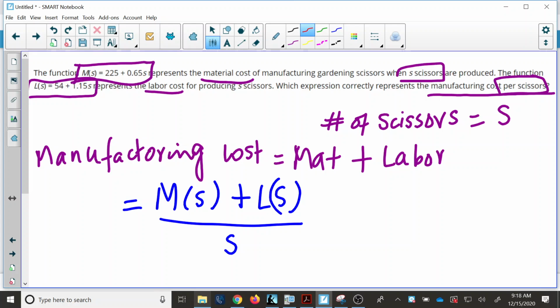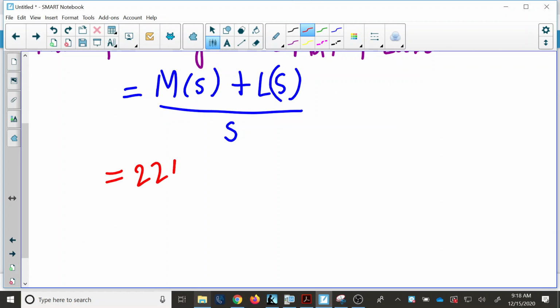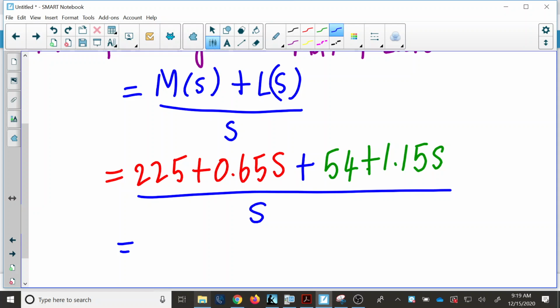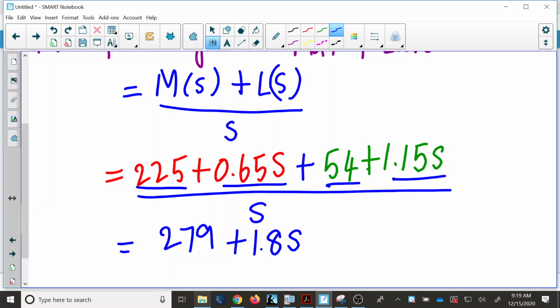So m of s is 225 plus 0.65s, and that's the material cost. And L of s is 54 plus 1.15s, all over s. Okay, now all you need to do is combine the like terms. So add these two numbers, they are the like terms. 225 plus 54 is going to be 279, and the terms with s, 0.65s plus 1.15s, is going to be plus 1.8s, over s. Okay, so that's the expression that correctly expresses the manufacturing cost per scissor.